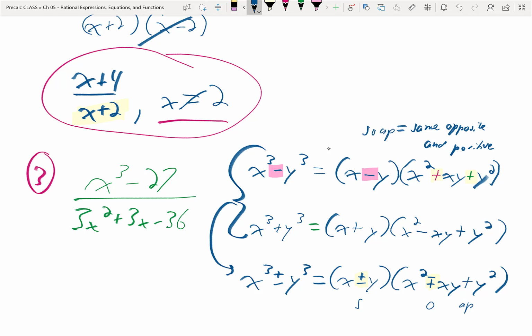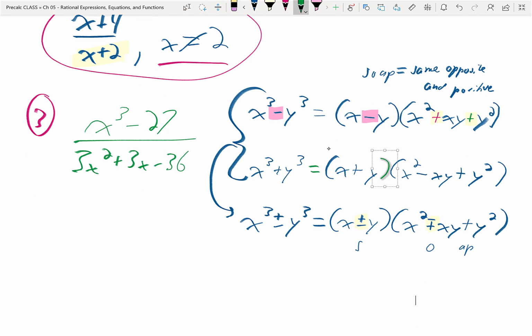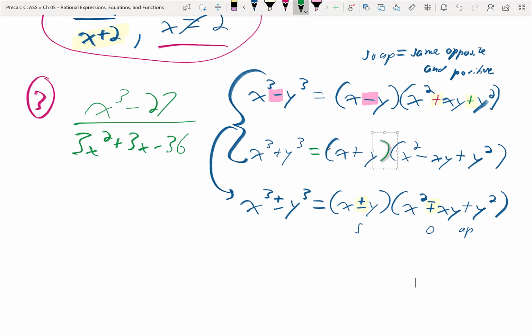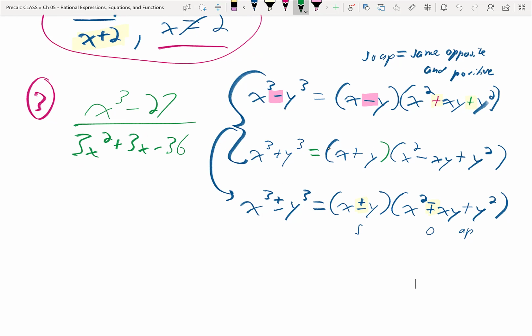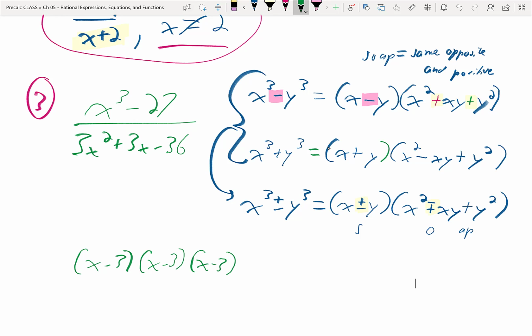So can you use that to factor x cubed minus 27? Realize that it does not factor into this. I get a lot of people who want to put that down. That is not how it factors. Do not do that. Binomial and trinomial.